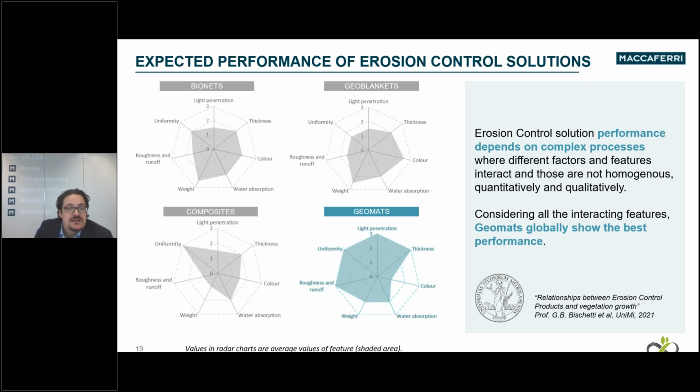a good thickness with also a very high light penetration, the uniformity of the products that are produced in a factory, plus the control of the runoff due to its ruggedness, and also the possibility to manage the weight and the water absorption. But the best performance for the geomat are on this parameter. As you can see, to have the better performance, you need a good balance between these behaviors.